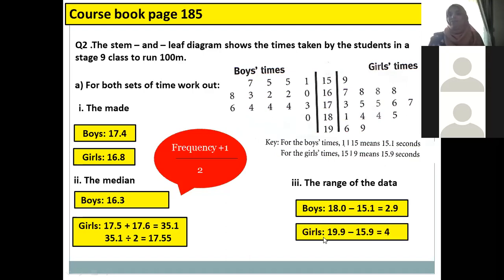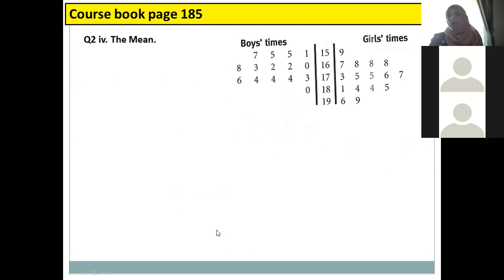Thank you very much. Now they want you to find the mean. Finding the mean, everybody knows that we add all the numbers and then divide by how many numbers there are. So to find the mean for the boys, I have to add 15.1 plus 15.5 plus 15.5 plus 15.7. I have to add the 15 values that I have here.